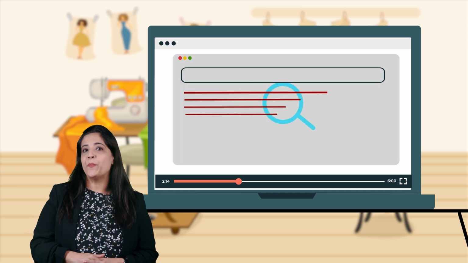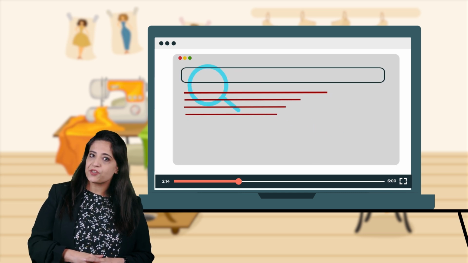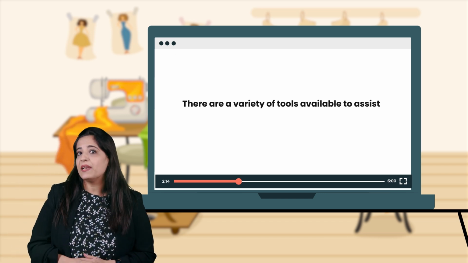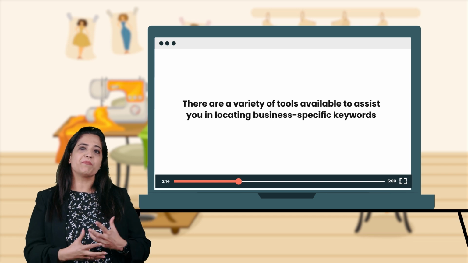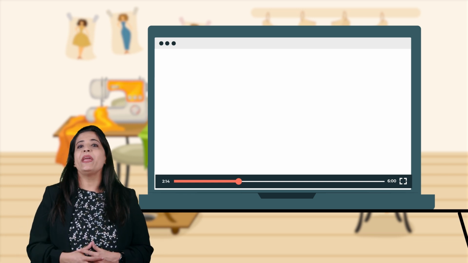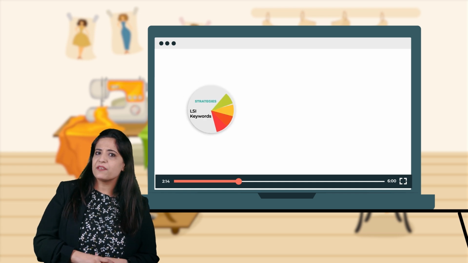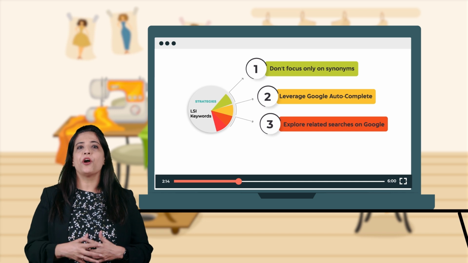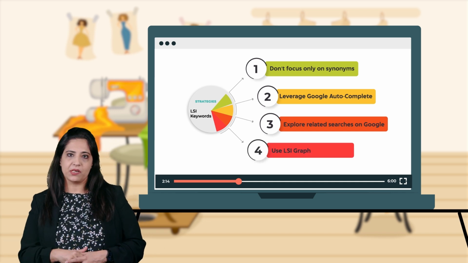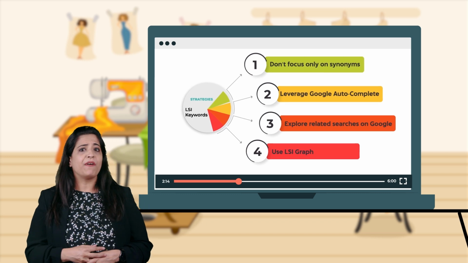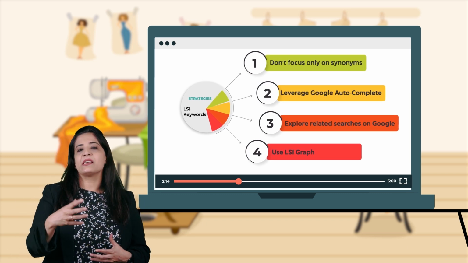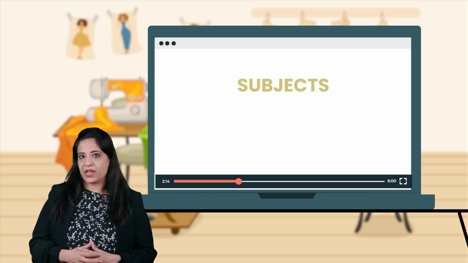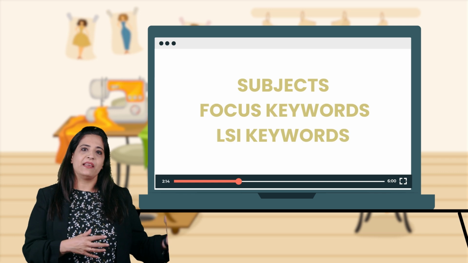The single most important source of keyword identification is keyword research tools. There are a variety of tools available to assist you in locating business-specific keywords. Next, we expand the list. Once you have identified keywords for each topic, you will need to expand your list by looking for LSI keywords. LSI keywords can be found in a variety of ways as discussed with you earlier. So, once you have found them, make a table of subjects, focus keywords, and LSI keywords.